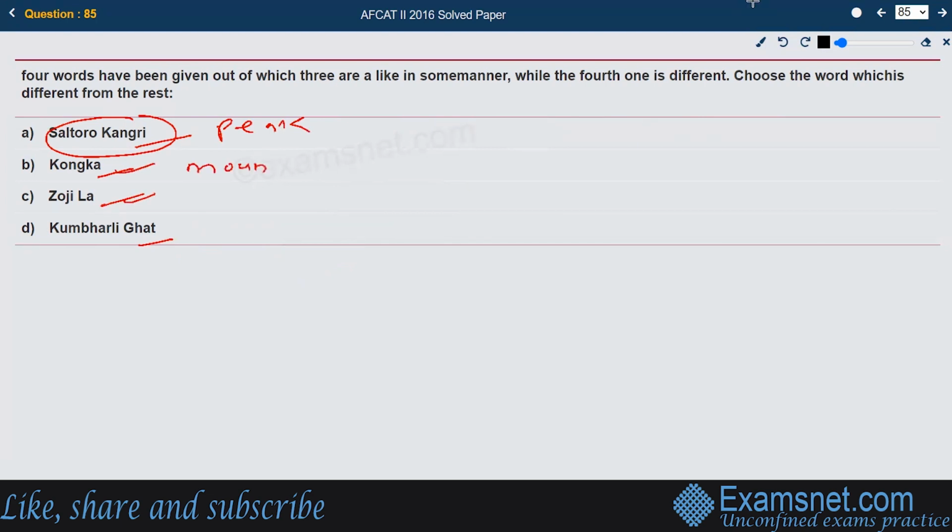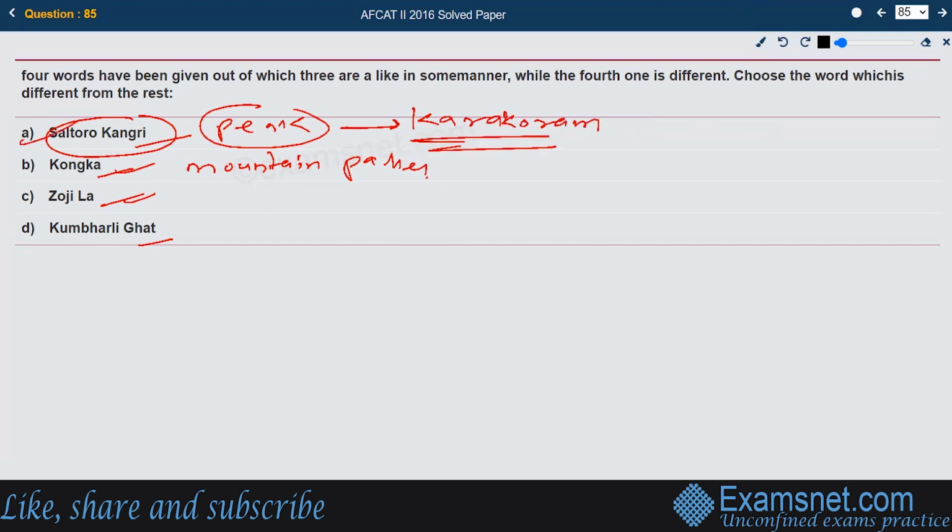These are the mountain passes, and this is a mountain peak, which is located at Karakoram. The Saltoro Kangri is located at Karakoram. So this is the wrong one. This is a mountain peak. The rest of the three are mountain passes. That seems to be the odd one, and is the right answer for us. Option number A.